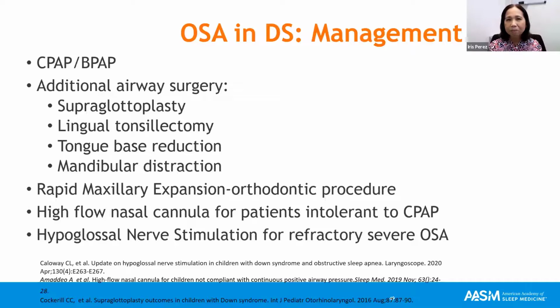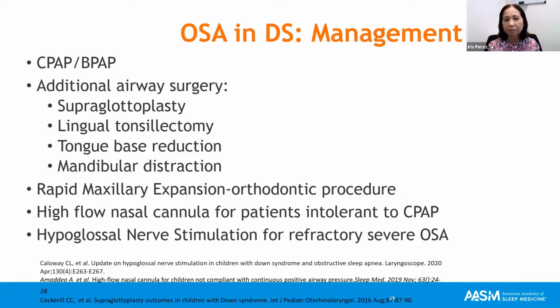So how do we manage patients with persistent or residual OSA after adenotonsillectomy? They can be placed on CPAP or BiPAP. Some patients may require additional airway surgery, such as supraglottoplasty for those with laryngomalacia, lingual tonsillectomy for those with lingual tonsil development, tongue base reduction, or mandibular distraction.